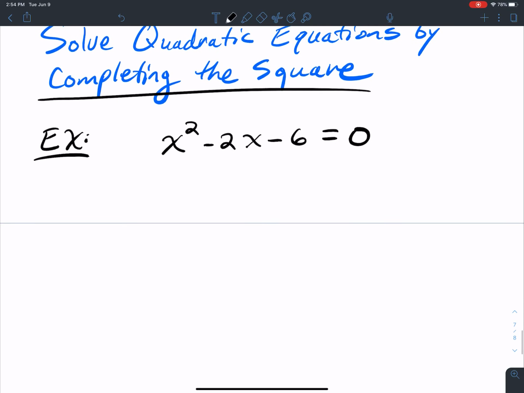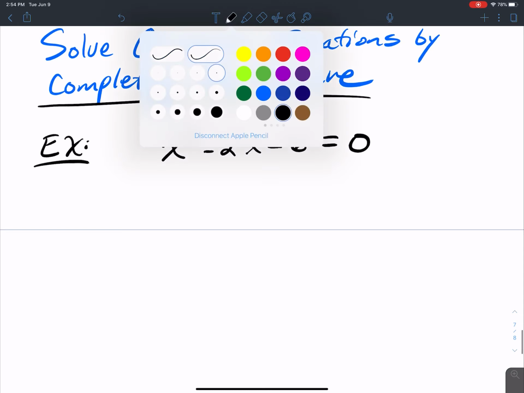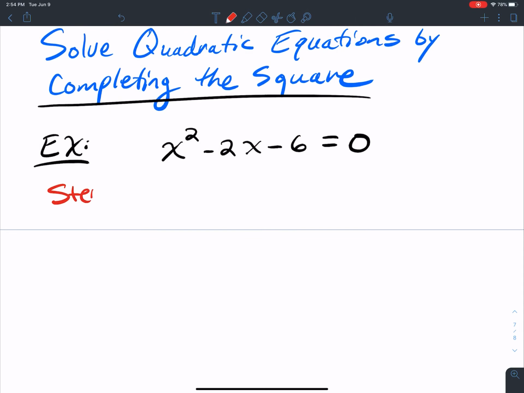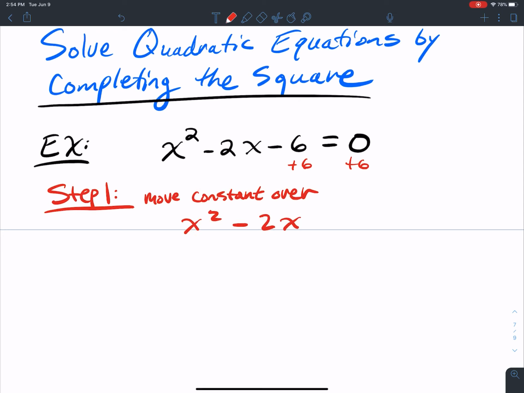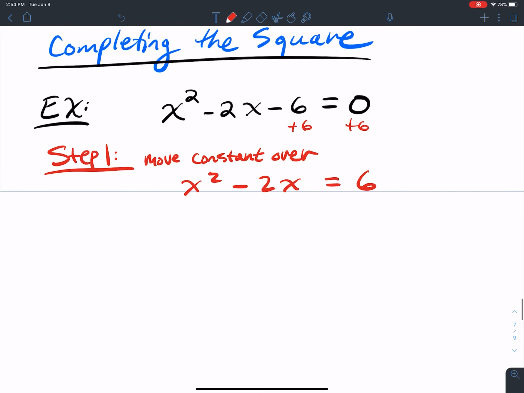Okay? So to complete the square, step 1, move the constant to the other side of the equal sign. So how do I do that? I'm going to add 6 to both sides. So I get x squared minus 2x is equal to 6.